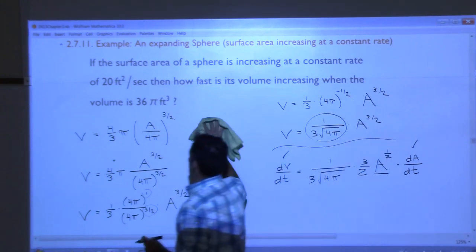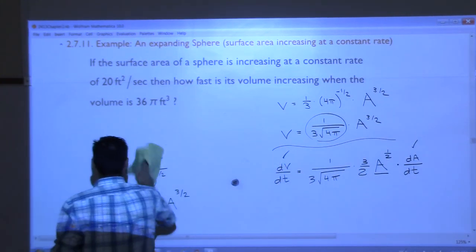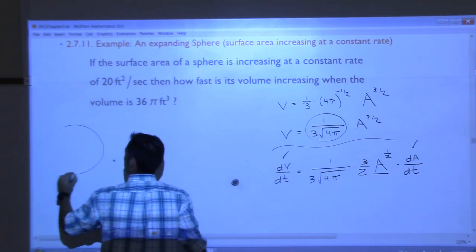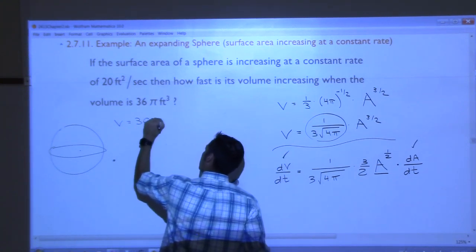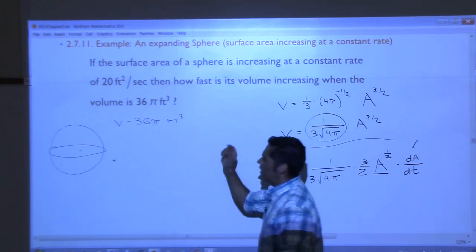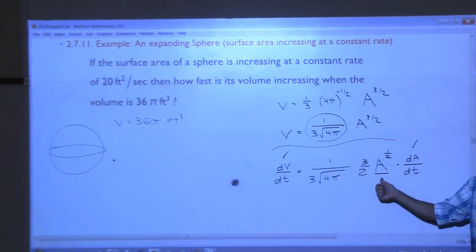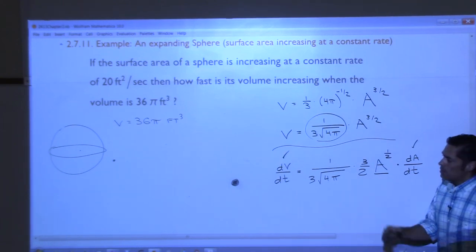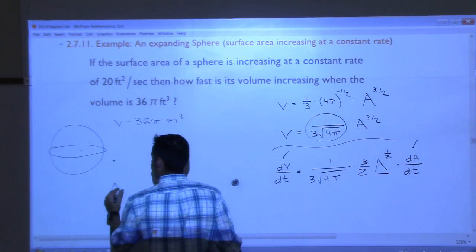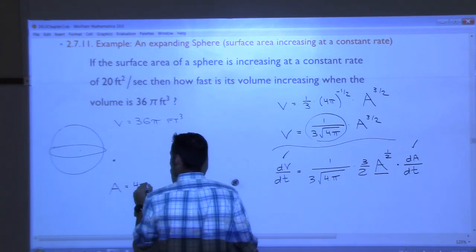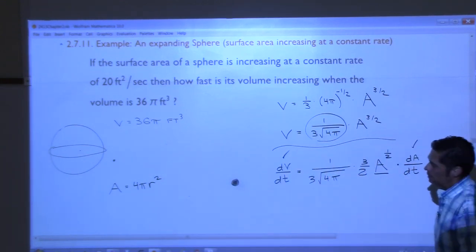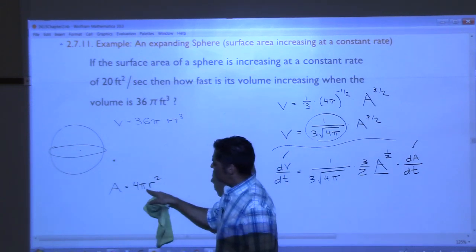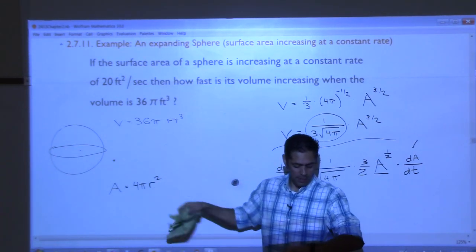So let me go back to my picture, my snapshot picture, my instant picture, where I had the sphere, and I had that the volume was 36 pi cubic feet. So at this particular instant in time, do I know what the area is? I'm going to have to work for it, right? So the only formula I have for area was 4 pi r squared. All right, so area is this, right? So if I had the radius of the sphere, I would be good.